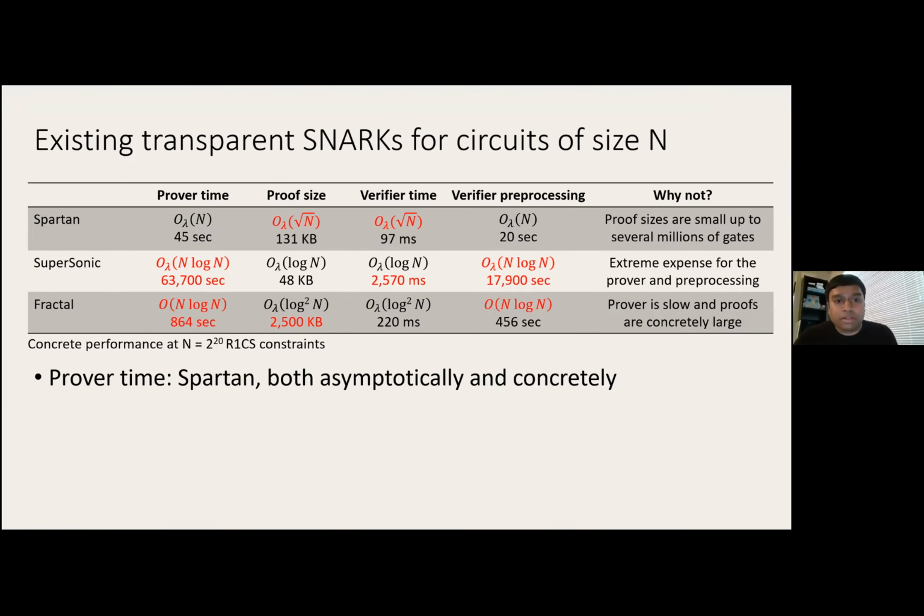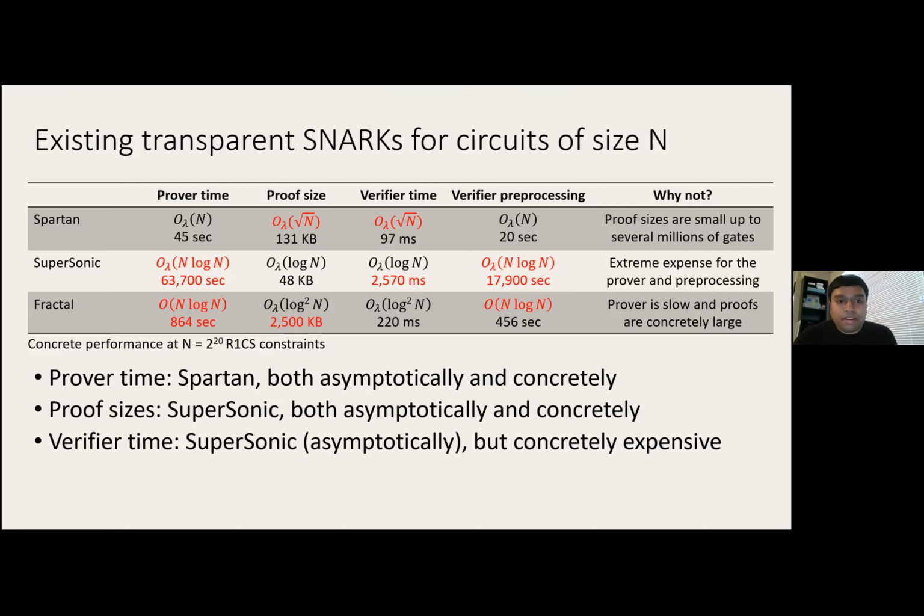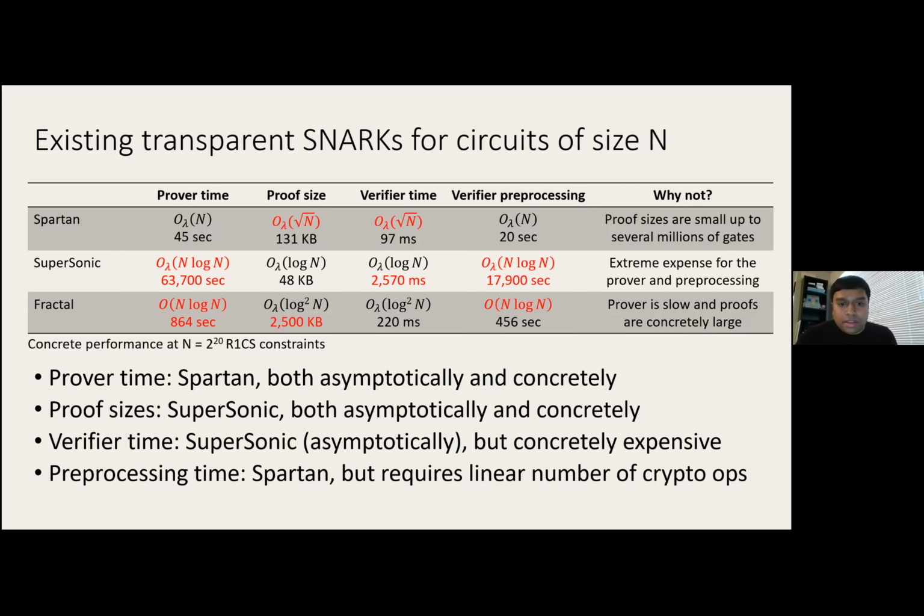So for example, if you look at the prover time, Spartan actually meets the requirement of a linear number of cryptographic operations, both asymptotically and concretely. And in terms of proof sizes, Supersonic meets our requirement both asymptotically and concretely. On the verifier time side, Supersonic meets this asymptotically. It has a logarithmic verifier, but it's concretely very expensive. On the pre-processing time, Spartan meets this requirement, but it still requires a linear number of cryptographic operations.